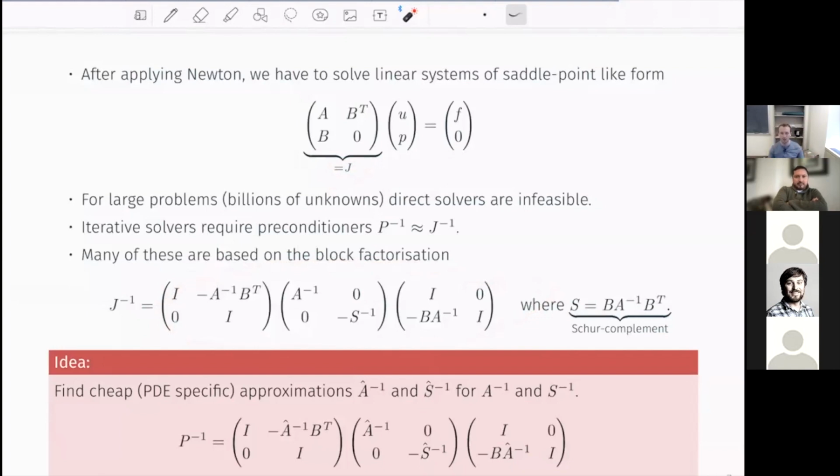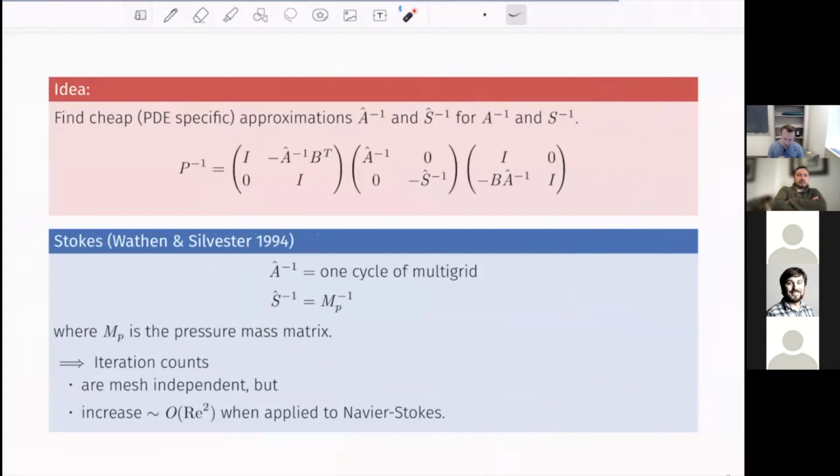So just to summarize, we have our Jacobian J that we try to approximate. We have an explicit form for the inverse, but it contains difficult matrices. And so we approximate these difficult matrices with something simpler, and one can do some analysis to show that this approximation is still good, right? And so let me give you some examples. So this is our triple product, and somebody gives us a PDE, let's say the Stokes equations, and now we need to tell that person, okay, what do we choose for our A hat and S hat, right?